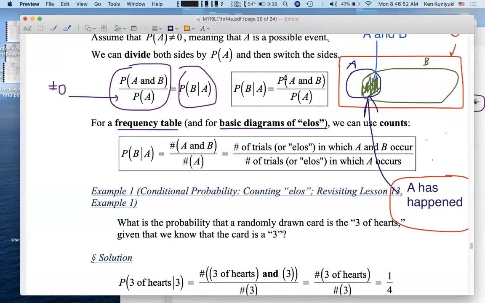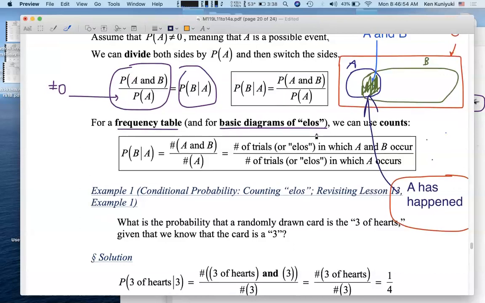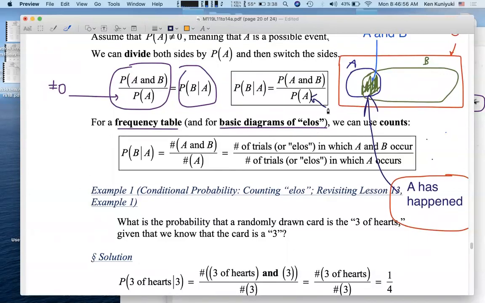Okay, so pictorially, that's why this makes sense. The new world is P of A. The probability of the overlap over the probability of this new world, right, the A, that's the conditional probability.